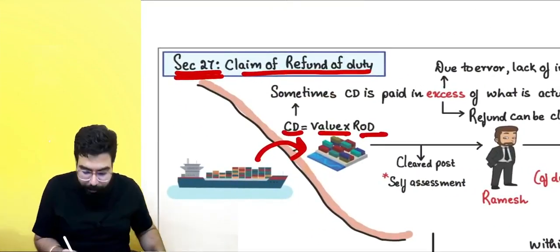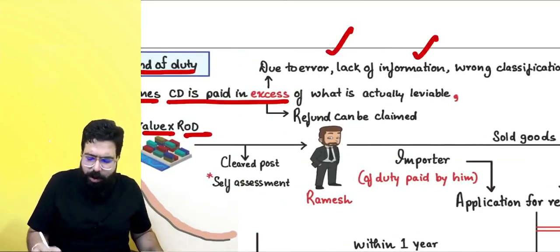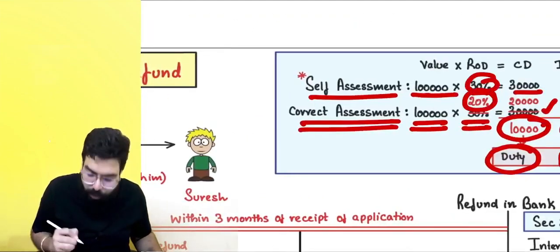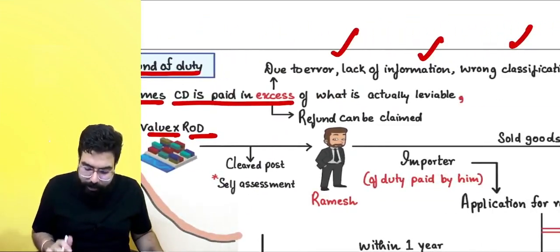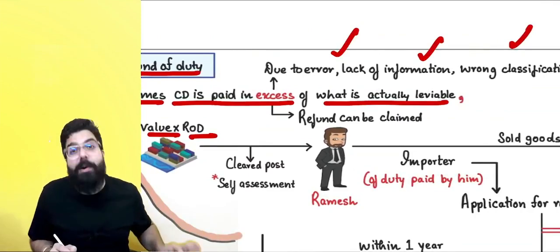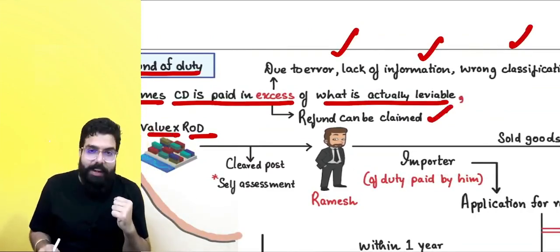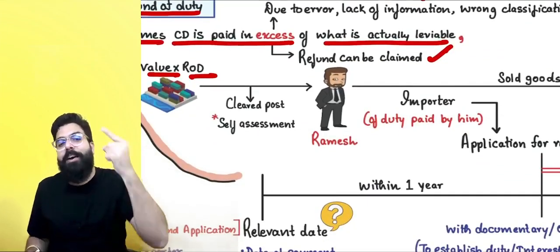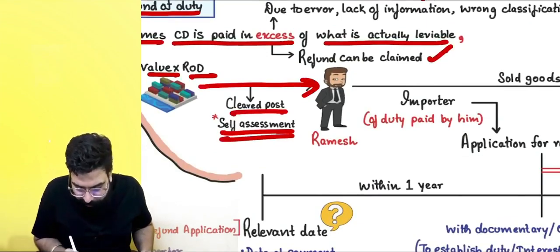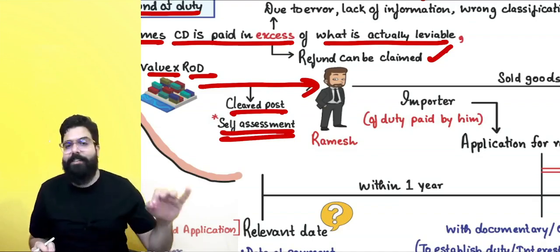So, sir, sometime what happens, custom duty is paid in excess, might be due to an error or lack of information, or you did wrong classification which I just now showed to you, and hence custom duty is paid in excess of what is actually leviable. Whatever you paid excess, you will go ahead and take a refund, and the refund can be claimed under section number 27, which says once you did the self-assessment, you paid extra duty, you paid extra interest, and you cleared it.